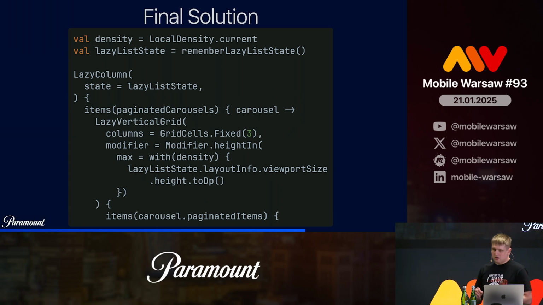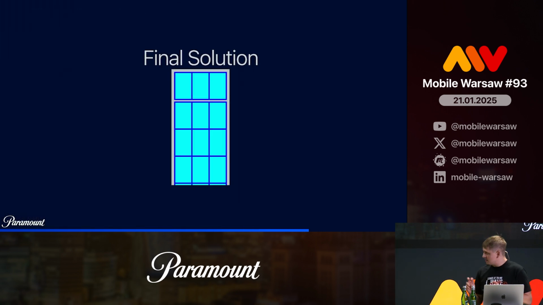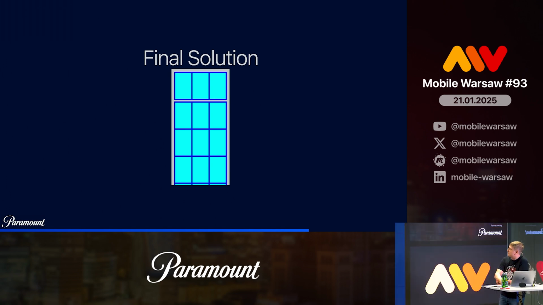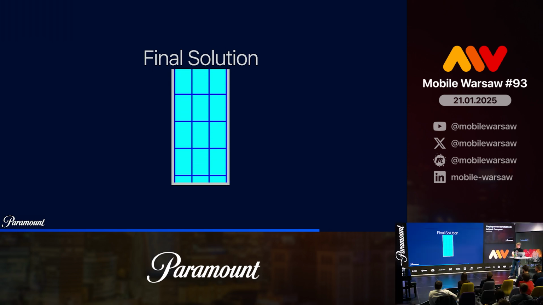Thanks to that, we will get something like this. So we're having the first lazy vertical grid with 3 items, then another one with more items. If we add more items to the first one, it still looks fine. If we add even more, it starts to look not that good when we start to scroll.